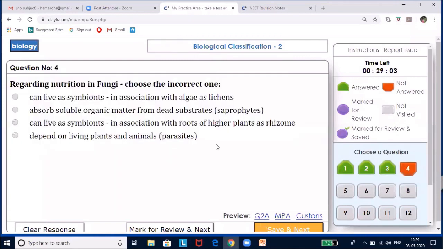Save and next. Regarding nutrition in fungi, choose the incorrect one. Can live as symbionts in association with algae as lichens? Yes. Absorb soluble organic matter from dead substrates? Yes. Can live as symbionts in association with roots of higher plants as rhizome, depend on living plants and animals as parasites. Immediately I have seen students saying all are correct, but please look at the word rhizome here. It is not rhizome, it is mycorrhiza.